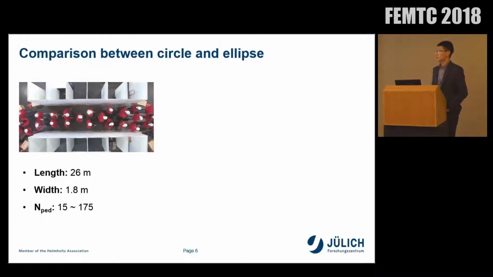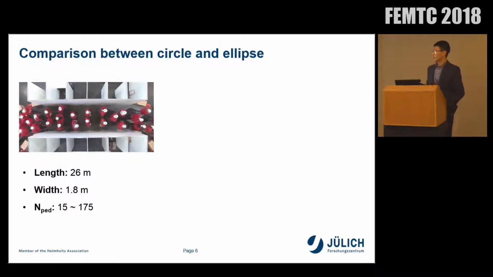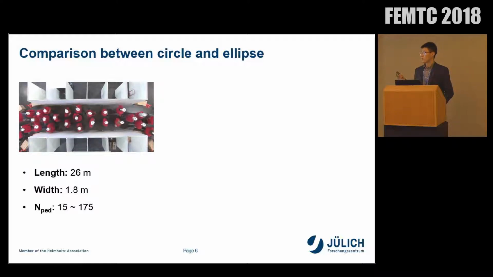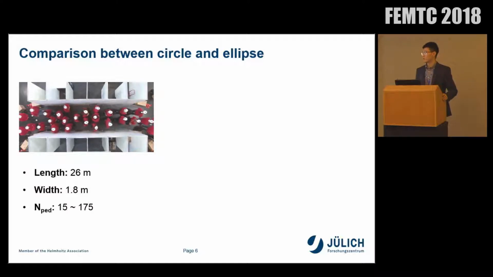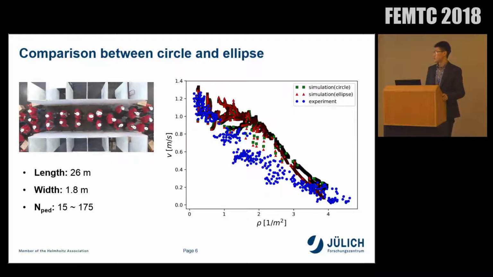And then we use the validated model to do another simulation in our cyclic corridor scenario. This video shows the cyclic corridor scenario. The length of the corridor is 26 meters, and the width of the corridor is 1.8 meters. Since we want to get the fundamental diagram from the simulation in this corridor, the number of pedestrians involved in this simulation is from 15 to 175. Then we can get the relation between the density and velocity of pedestrians in these scenarios.